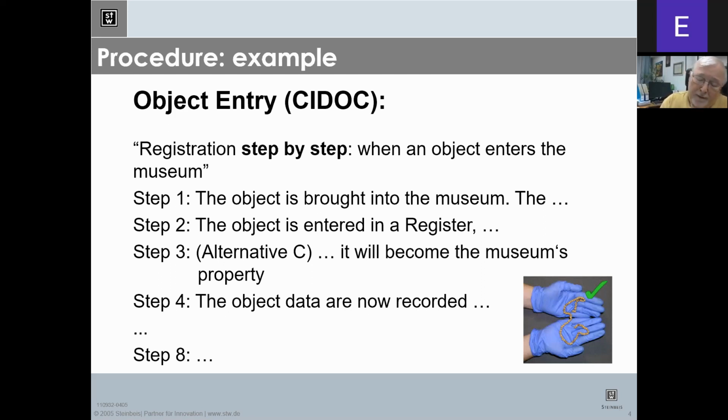You can get an object because of a lending procedure. If you need an object from another museum for exhibition, or can acquire it, then you have to do an inventarization. You have to make it as part of the museum's property. Then you have another step, the object data are now recorded and so on. So here you have a stepwise formulation of this process.